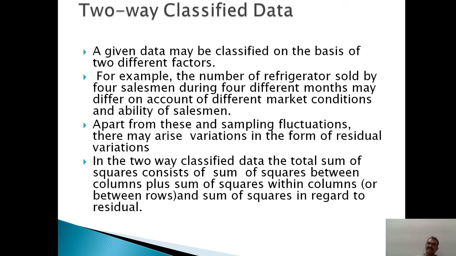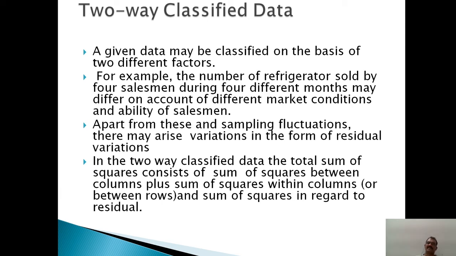A given data may be classified on the basis of two different factors. For example, the number of refrigerators sold by 4 salesmen during 4 consecutive months may differ on account of different market conditions and on account of ability of salesman.